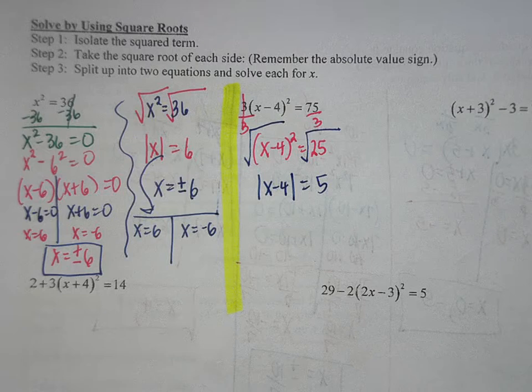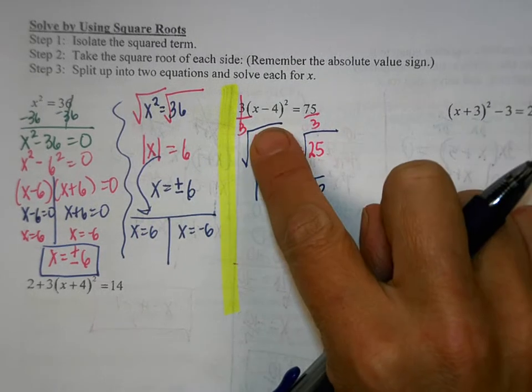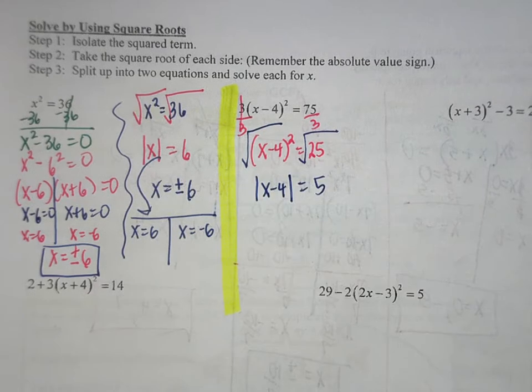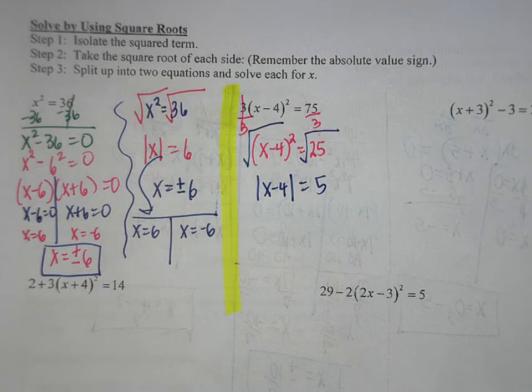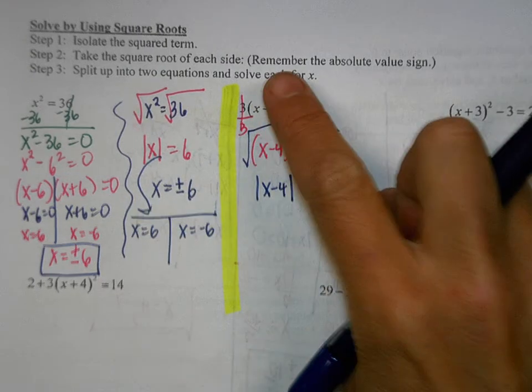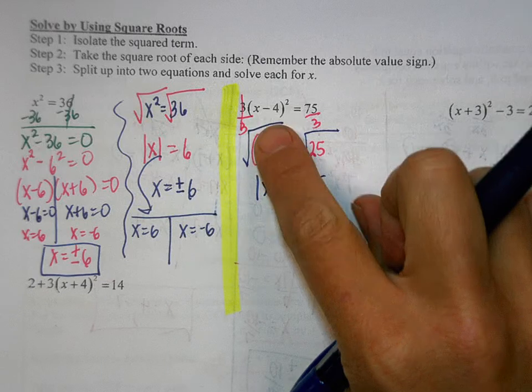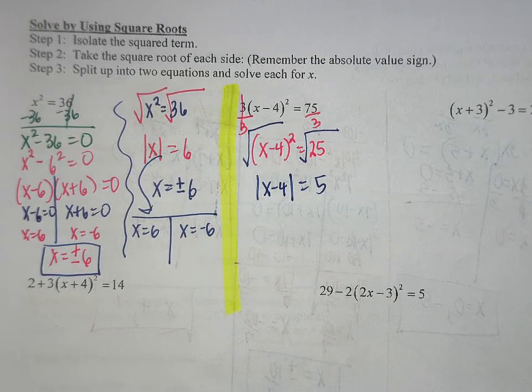You could totally subtract the 75, and then you would have to multiply out x minus 4 squared. So you'd have to write two parentheses, distribute. Then you would have to multiply through by the 3, and then combine like terms, and then do your factoring. And it's going to be a lot longer. So if you have something that's squared like this, it's best to get that square by itself, and it's going to reduce your amount of work by a lot.